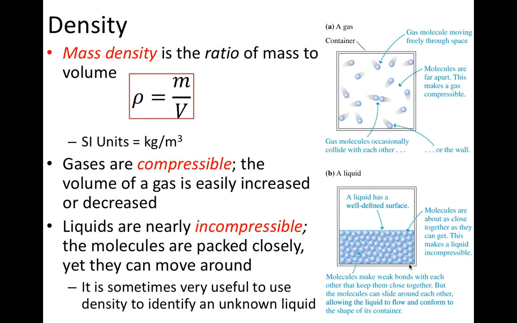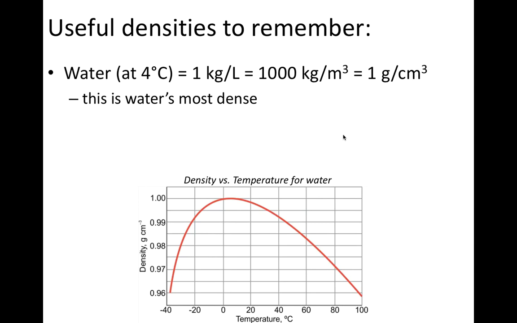The density of gases will vary based on the volume of their container, because gases are compressible. However, liquids are nearly incompressible. This means that a liquid's density generally depends on the type of liquid and not its container. This fact means that a measurement of a liquid's density can aid in the identification of an unknown liquid. The density of water originally defined the kilogram. 1 liter of water has a mass of 1 kilogram. In SI units, water has a density of 1,000 kilograms per cubic meter.